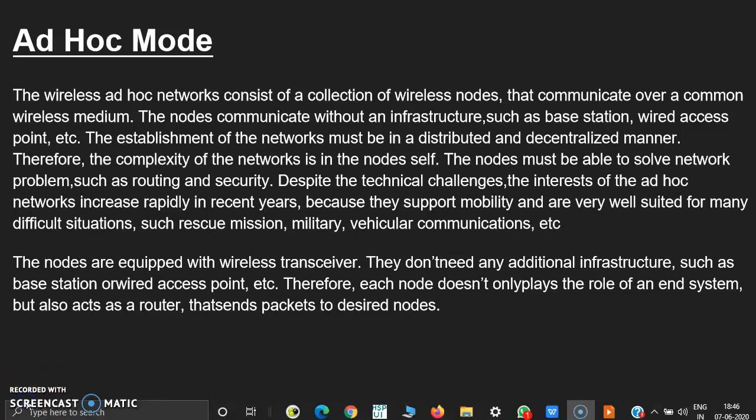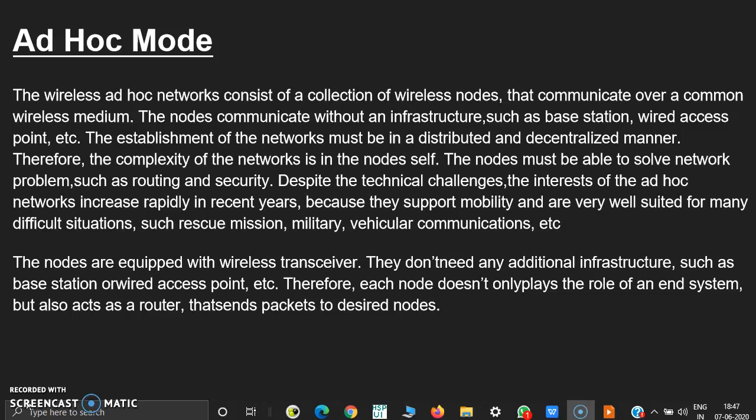Ad hoc networks consist of a collection of wireless nodes that communicate over a common wireless medium. The nodes communicate without an infrastructure such as a base station or central node, as we saw in the earlier cases, wired access points, etc. The establishment of networks must be in a distributed and decentralized manner. That is, the power is not centralized to a common central node here. All the nodes have equal power. Therefore, the complexity of the network is in the node itself. The nodes must be able to solve network problems such as routing and security.